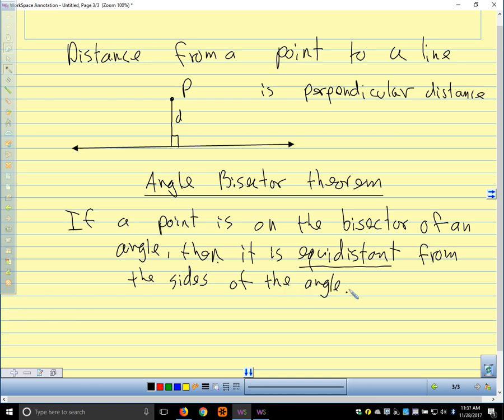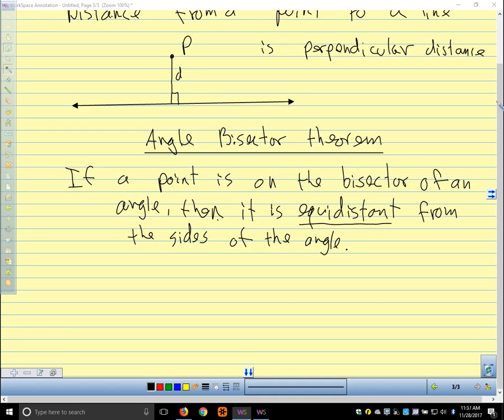And we've been using this idea when we talk about angle bisectors. We've been using it intuitively. A segment that cuts an angle in half means we're halfway between the two sides. Well, halfway between means we're the same distance from each side. So that's what this theorem is telling us, that if we're on the angle bisector, we're the same distance from each side of the angle.